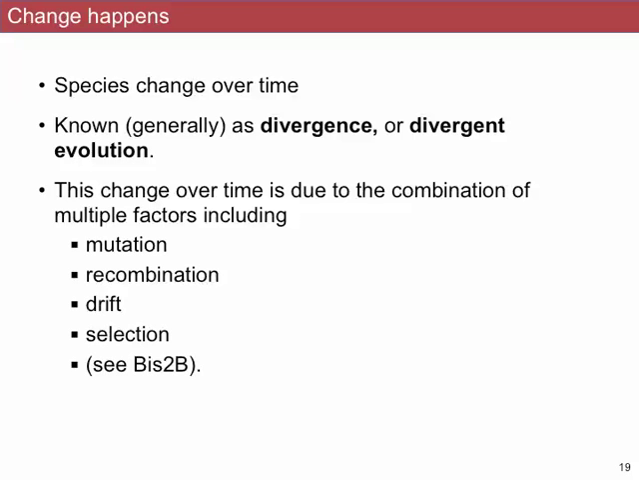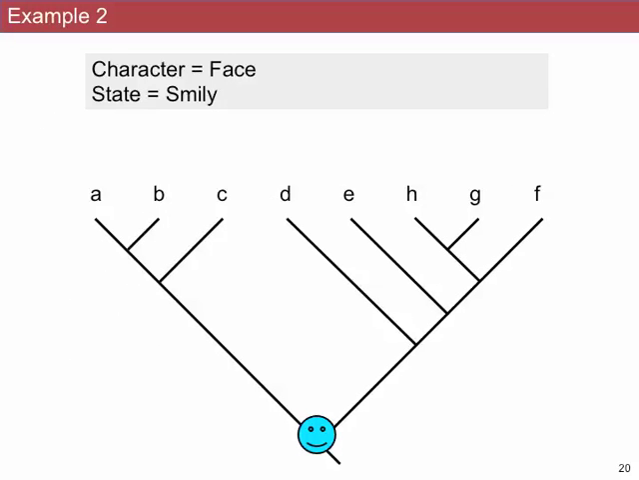Of course, states do change, again, like the color with the bunny, but for all sorts of other features, as you are doing for the lab exercises or if you've done the lab already. And when the features of an organism change over time, that's called divergence or divergent evolution. And you should have learned a reasonable amount about this in BIS 2A and 2B.